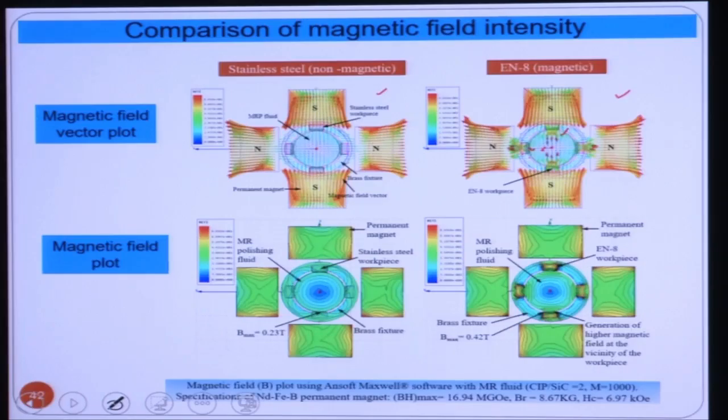Also you can see from this figure, these magnetic contour lines are totally uniform here, but here they are not uniform. They are concentrated towards the magnetic workpiece. So that's why with the magnetic workpiece we got very little improvement in surface finish.